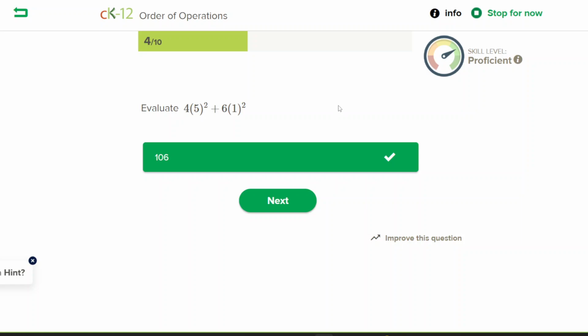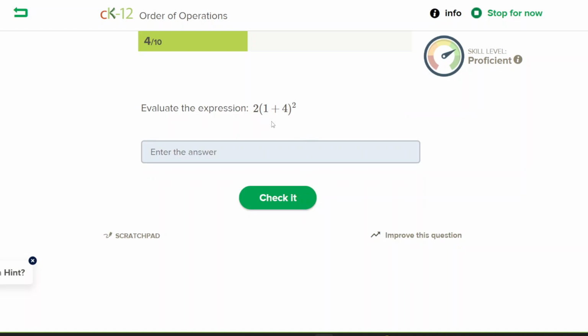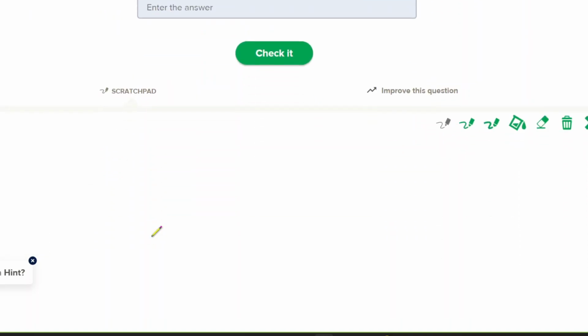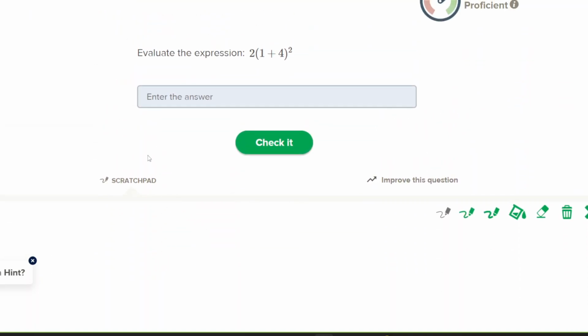Great. So I'll just do one more of these, following the same recipe every time. Here finally, we have an expression where I'm going to have to simplify something in parentheses first, and then perform the rest of the operations in the proper order. So this expression, I have 2 times, you could put a dot, and they have it in parentheses though. And then in the parentheses, we have the expression 1 plus 4. And then outside the parentheses, this is being squared.